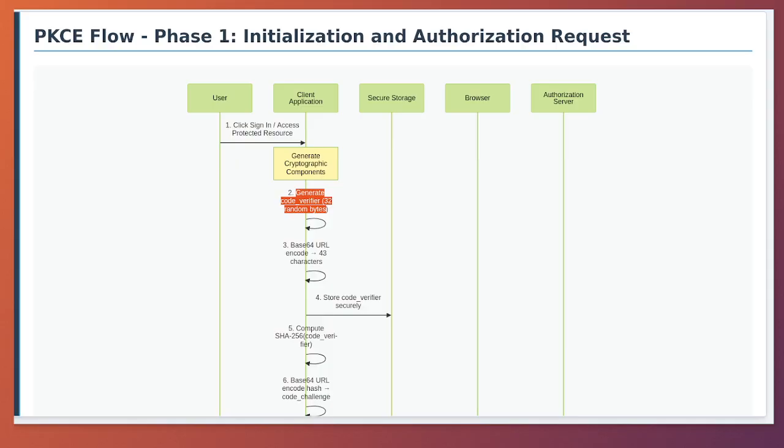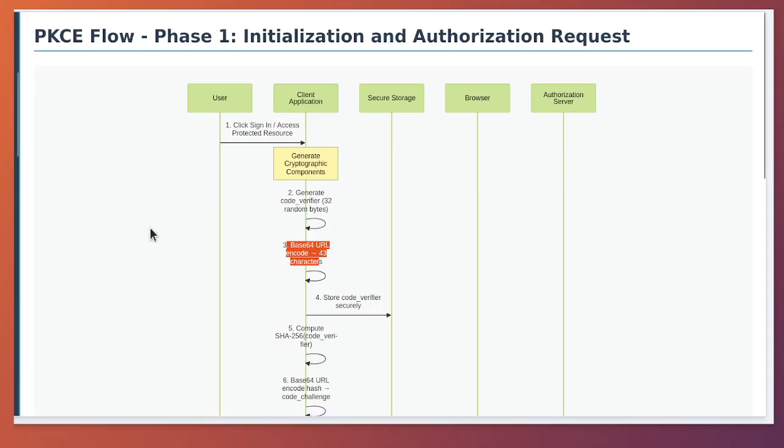The client typically generates this by creating 32 random bytes using a cryptographically secure random number generator. It then uses base 64 URL encoding on those bytes. This is a way of converting binary data into text that can safely be transmitted in URLs, producing exactly 43 characters with sufficient entropy, meaning enough randomness, to be unguessable.